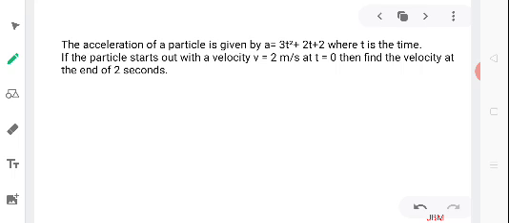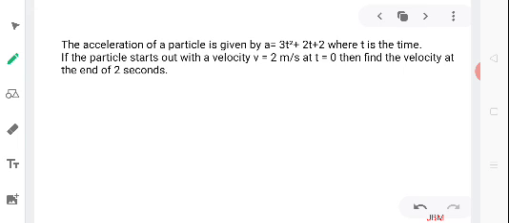We are having the expression for acceleration. The acceleration is given by 3t square plus 2t plus 2. Time is given by t. The particle starts out with the initial velocity 2 meter per second at t equal to 0. Obviously, at t equal to 0 you are having the initial velocity. Then find the velocity at the end of 2 seconds.